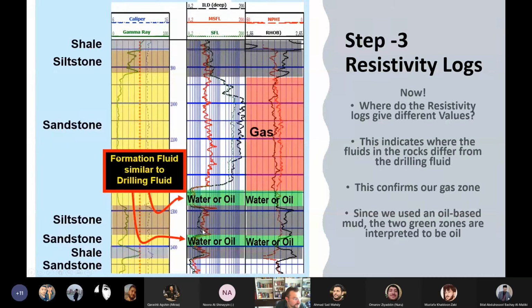So formation fluid is similar to the drilling fluid. We used an oil-based mud. The two green zones are interpreted to be oil. The corrections were made, and it indicates to us the formation fluid, because the formation fluid is similar to the drilling fluid in here. So we used oil-based mud, and because of that, these two green zones are interpreted to be oil.